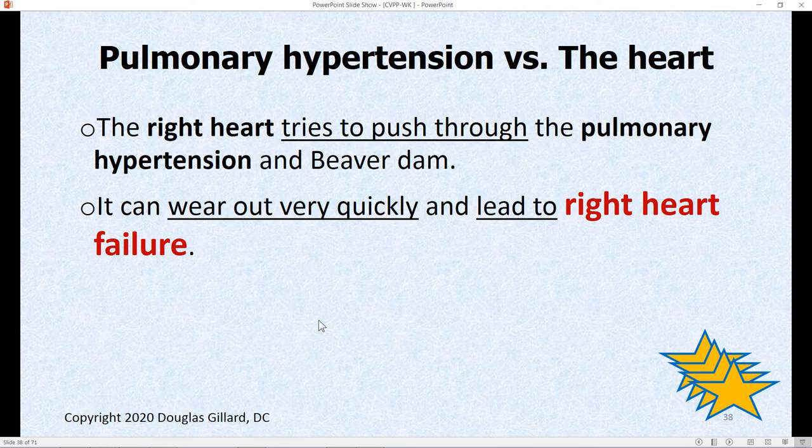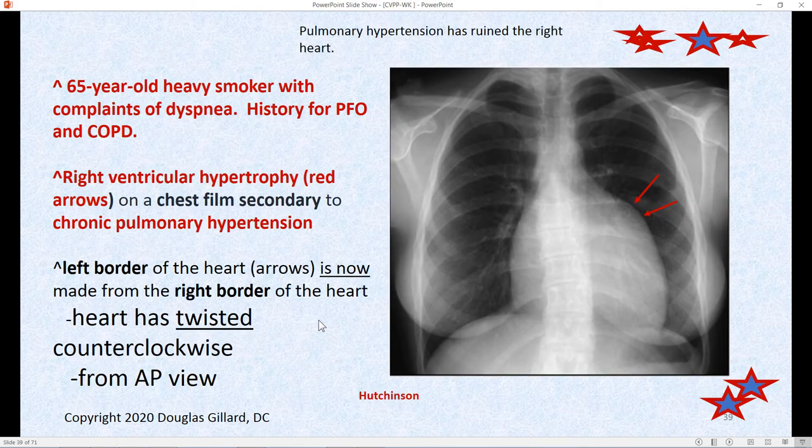Let's see. Pulmonary hypertension versus the heart. The right heart, yeah, we said this already. The right heart tries to push through the pulmonary hypertension to properly perfuse the body, and you get heart failure. The right heart's not designed for that kind of load.